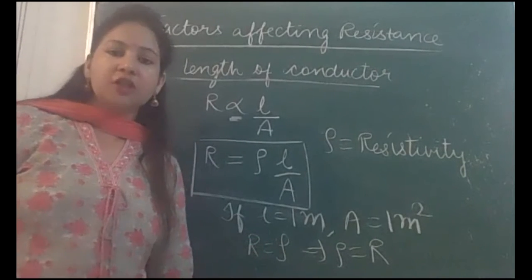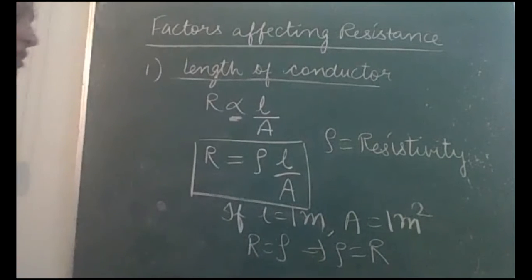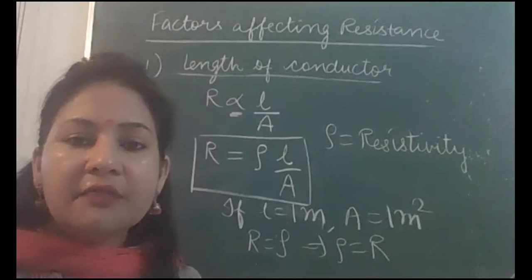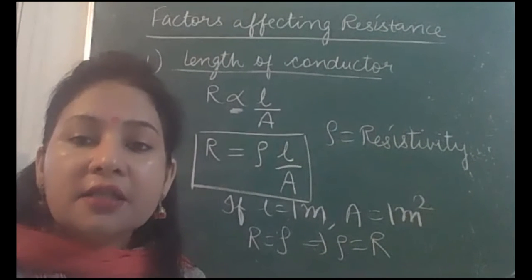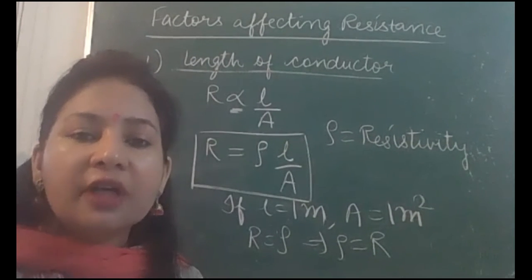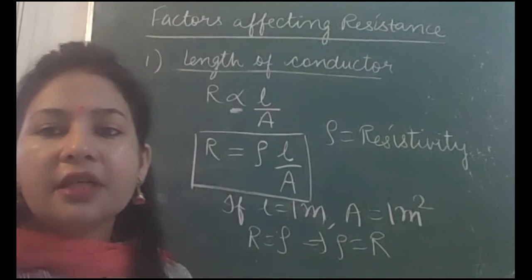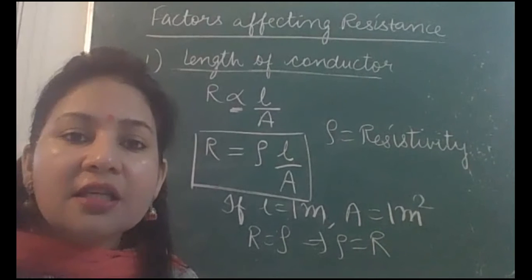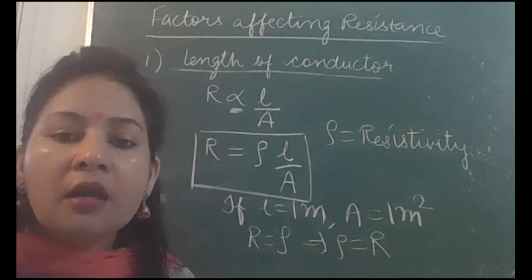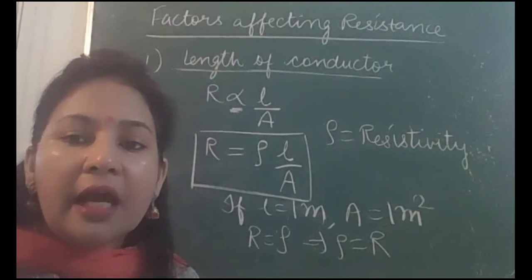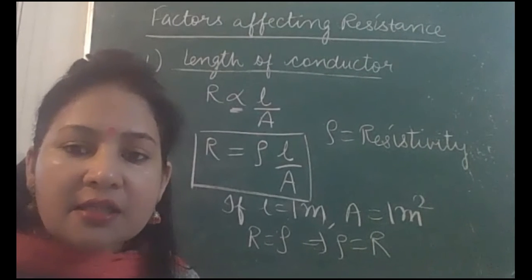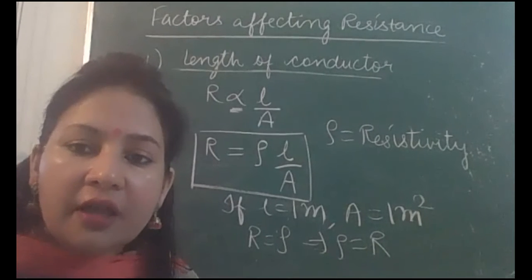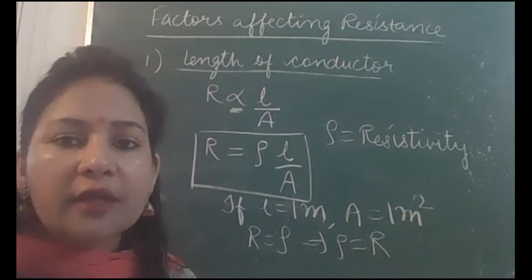We are going to do this question. So write down the definition of resistivity. Resistivity is defined as the resistance of a conductor whose length is 1 meter and area of cross section is 1 meter square.